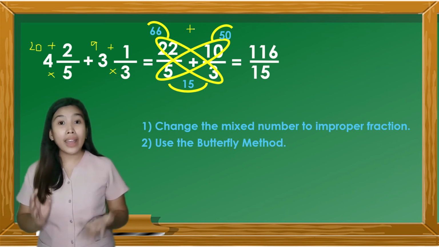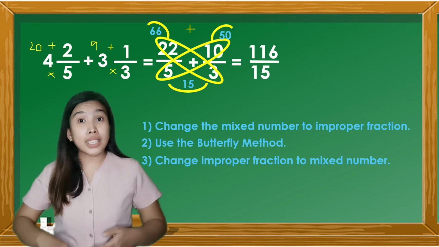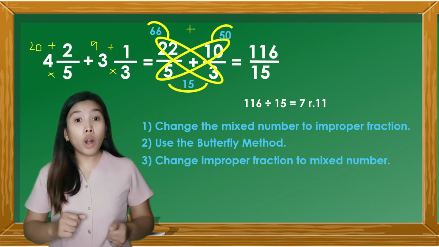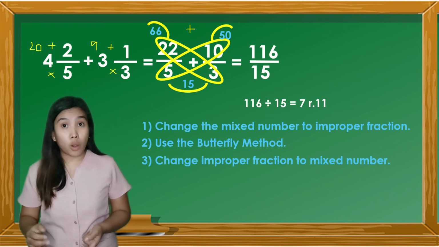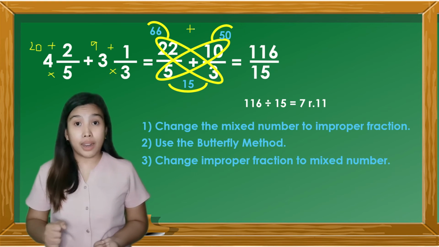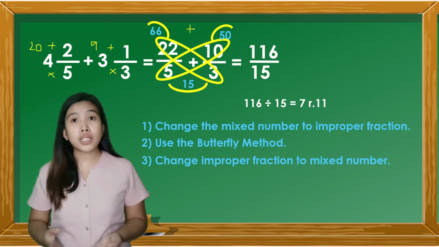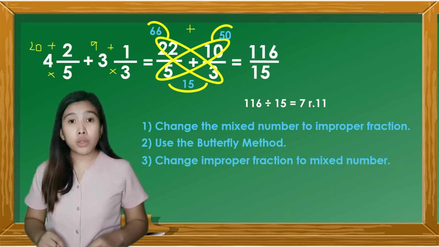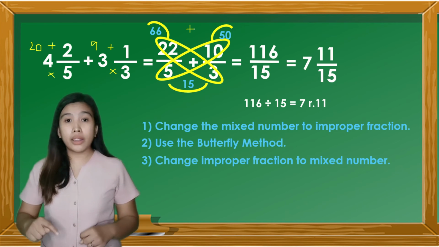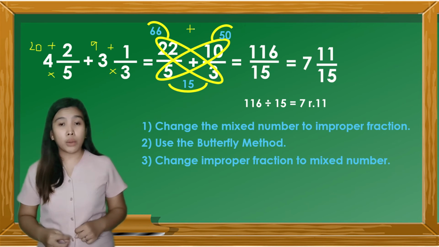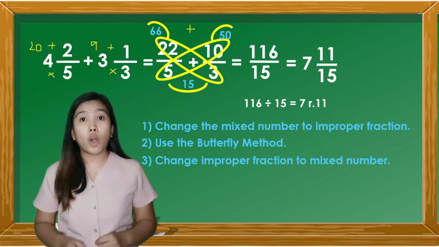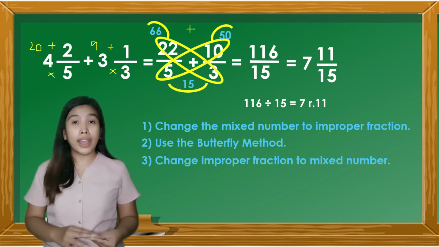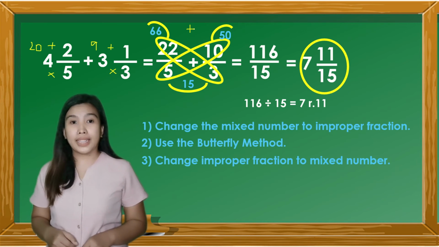Since 116 over 15 is an improper fraction, although it is simplified, we can also change it into a mixed number. So all you have to do is divide 116 by 15. The answer is 7 remainder 11. So 7 will serve as our whole number, and the remainder 11 will serve as our numerator, and then copy the common denominator, which is 15. We now have 7 and 11 over 15.